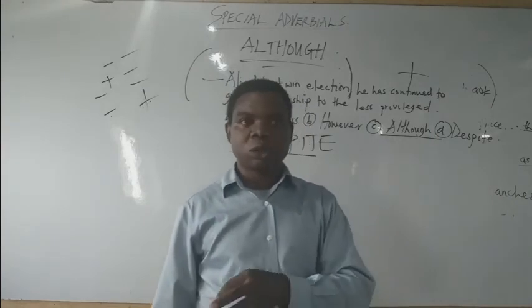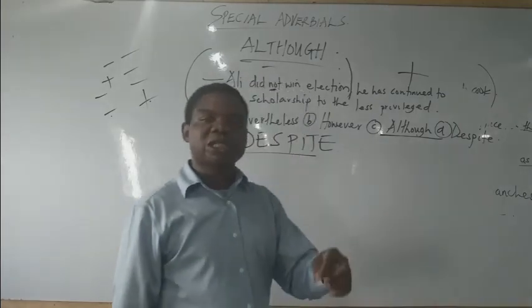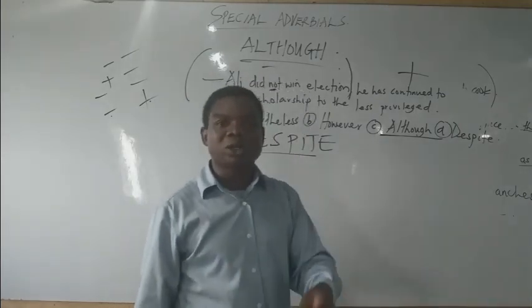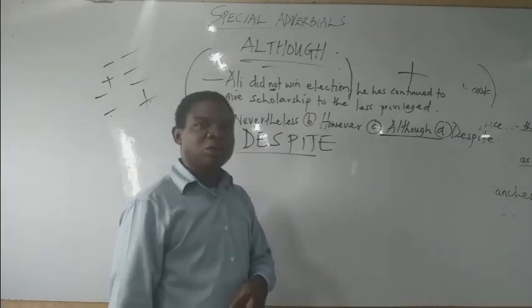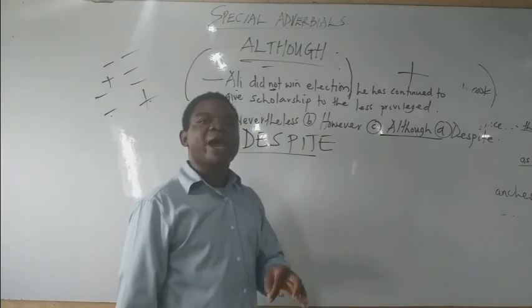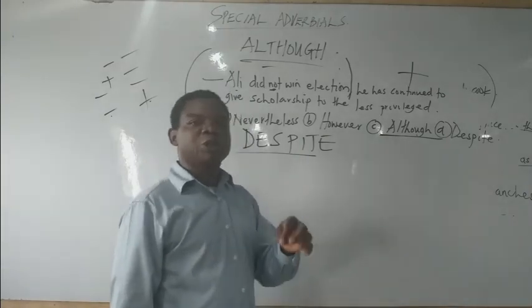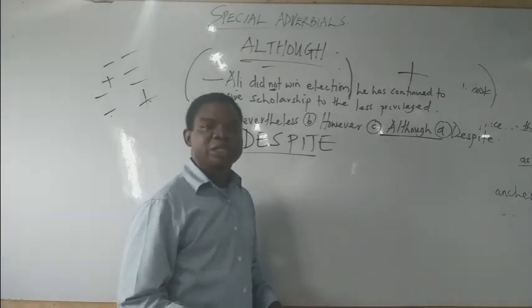I repeat, despite is used to show an action that occurs against one's expectation. Meaning, what happens is not what is expected. That thing occurs, but we do not expect that it will occur. When an action occurs against one's wish or expectation, what is rightly used in that instance is despite. Now let's see it in a sentence.